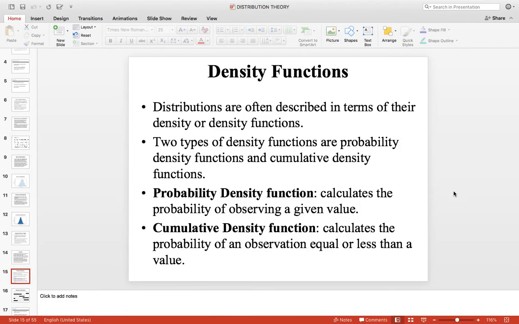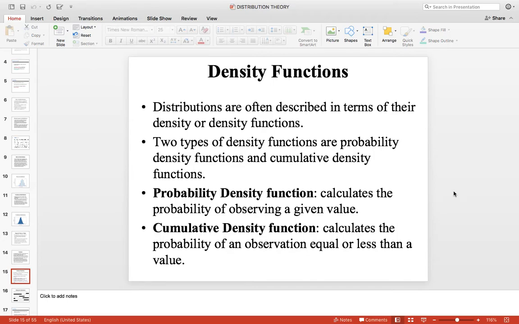Okay. Now we come to the probability density function. As I told you, probability density function is relevant for continuous distributions. Distributions are often described in terms of their density or density function. So the density function describes the distribution, its shape, everything. Its characteristics are all captured by the density function.